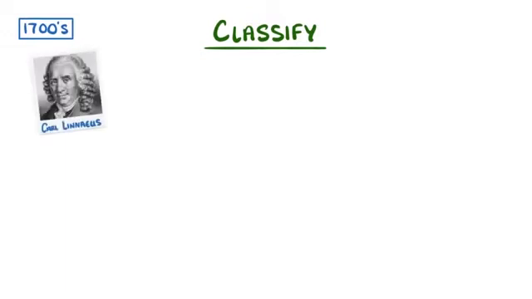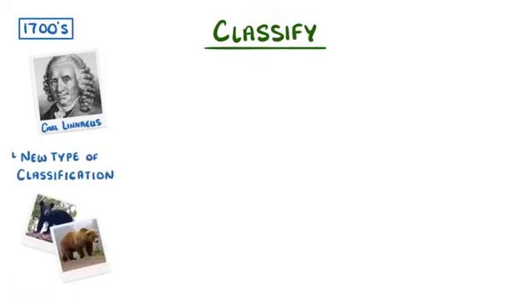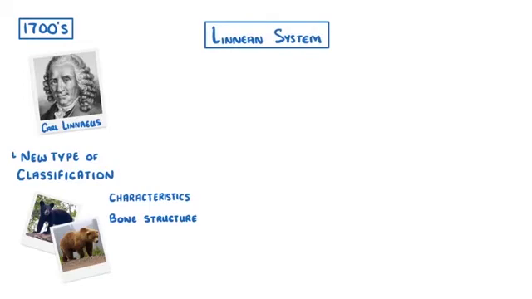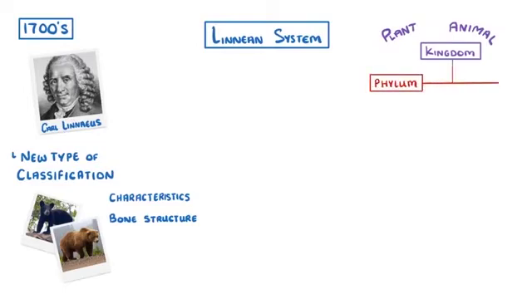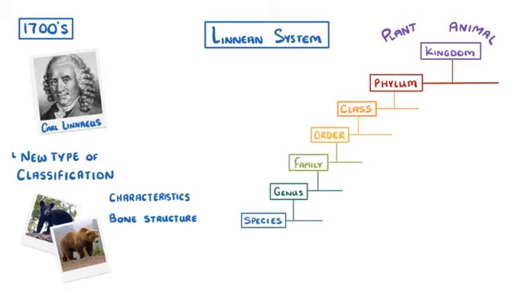In the early 1700s, there was no real order in the way that we used to classify living things on this planet. Then along came Carl Linnaeus, and he derived a new type of classification, which was based on physical features, characteristics and bone structure of all of the living things that were known at the time. And this Linnean system begins with kingdoms, and at the time he had the plants and the animals in two different kingdoms. The kingdom is subdivided into phylum, class, order, family, genus and species.